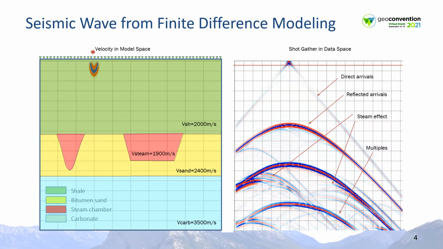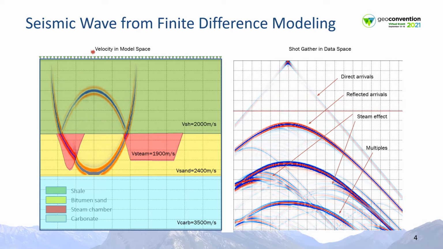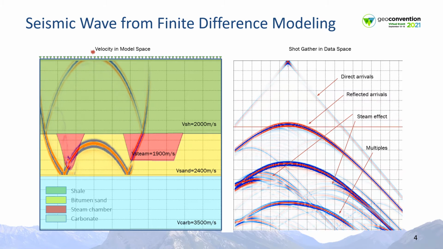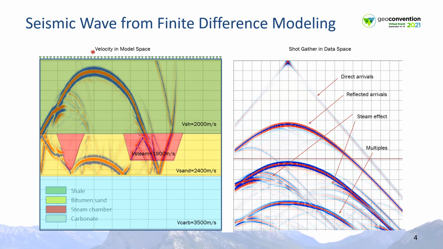This animation illustrates that the entire wave field is used in the model. You can see as the wave field progresses downward, it's impacted by the presence of interfaces, and also there is distortion due to the presence of the steam chambers.